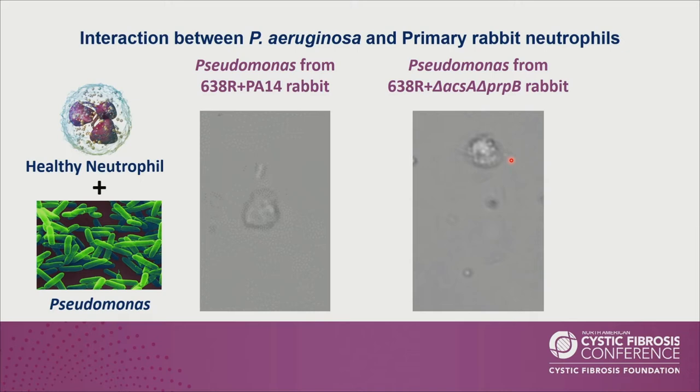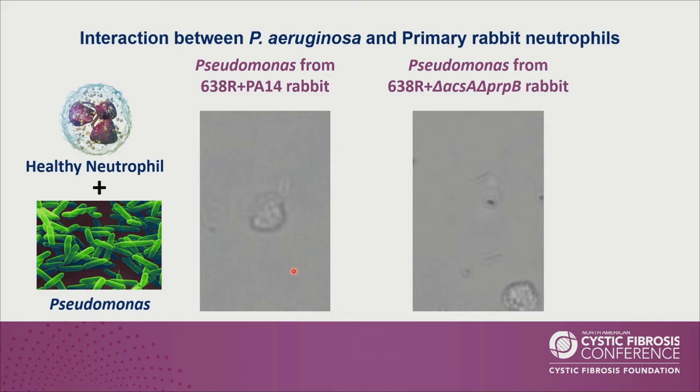When you see here, the rabbit's neutrophil is able to eat the Pseudomonas, which is coming from the mutant Pseudomonas, and they fight each other. But what we're looking at right here in this slide is wild type PA14 grown in these rabbits. And you see that finally they were getting into the neutrophils. It's finally getting in and in.